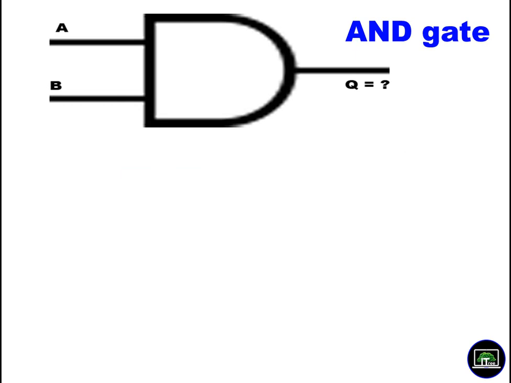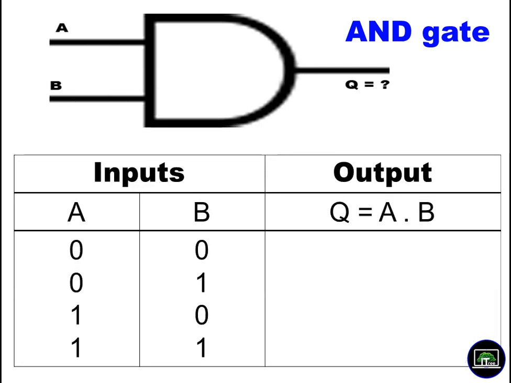This is the standard symbol for the AND gate. You should know how to draw this one accurately. Properly you have to draw this one. Now we try to fill this truth table. This one we can simply treat as multiplication. 0 into 0, 0. 0 into 1, 0. 1 into 0, 0. 1 into 1, 1. This is the AND gate's symbol, Boolean expression, as well as the truth table.